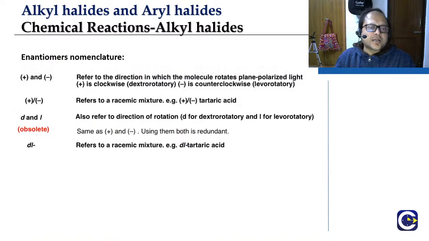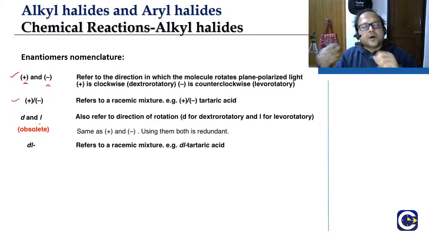Okay, so some of the notations which we'll be using throughout are this plus and minus. Plus means what? Dextro, and negative means levo, that is, clockwise and anti-clockwise. And in terms of alphabets, we can also use D and L, where plus is similar to D and minus is similar to L, right?